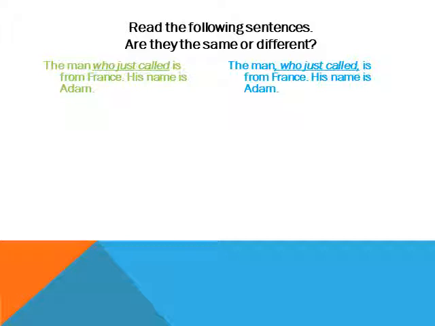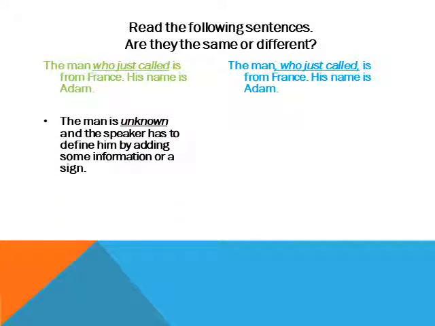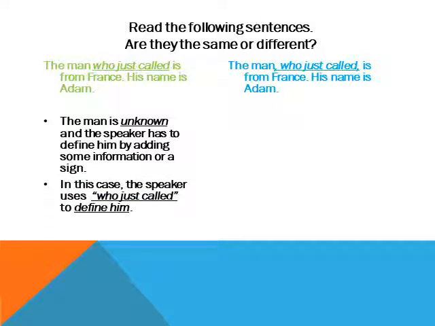The first sentence says, the man who just called is from France. His name is Adam. The clause who just called here gives important information about the man. So the man is unknown and the speaker has to define him by adding some information or a sign to refer to that man. In this case, the speaker uses who just called to define the man.